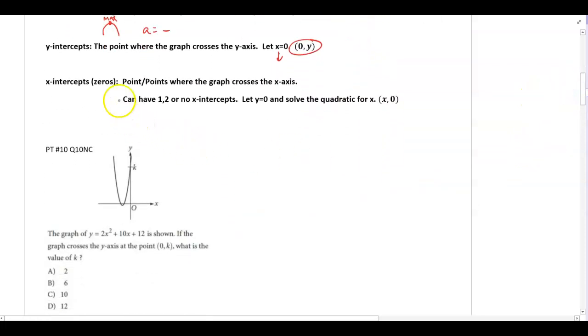Then you have x-intercepts, which are the point or points where the graph crosses the x-axis. So right away, it could have two x-intercepts when it crosses at 2 points. It could have one x-intercept when the vertex is on the x-axis, and it would have no x-intercepts if it does not cross the x-axis. Okay, so it can have 1, 2, or no x-intercepts. How do we find them algebraically? We let y equal 0 and solve the quadratic for x.